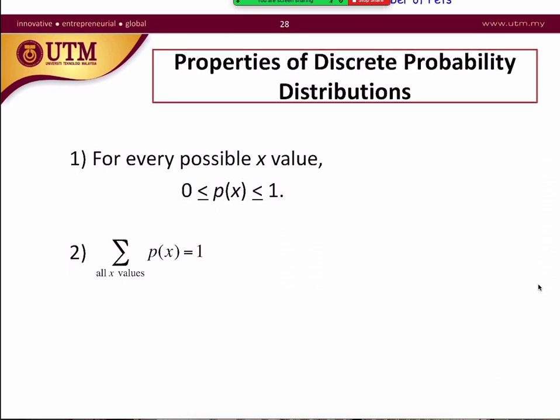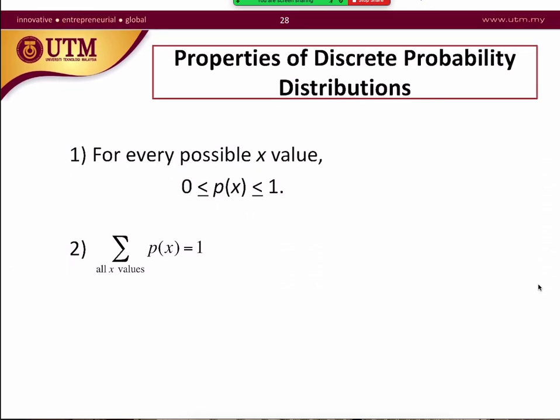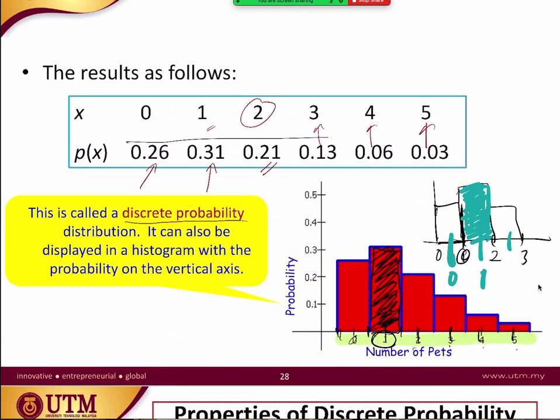So what are the properties of a discrete probability distribution? This is just the same as the one that we discussed in part 1. The p-value must be between 0 and 1, just like in this one, you see the values are between 0 and 1. The closer you are to 0, the less likely it is that this will happen, meaning there are not so many households with 5 cats or dogs.